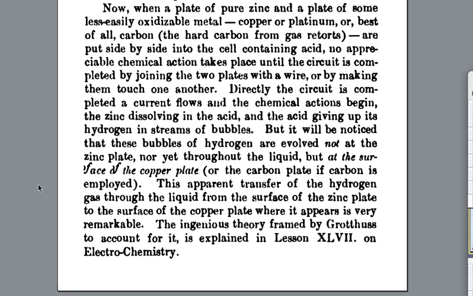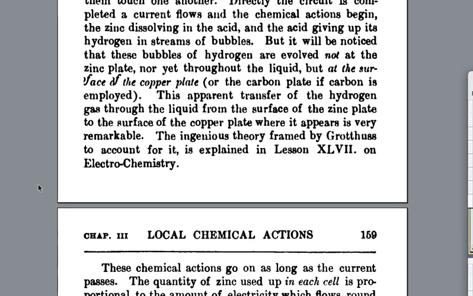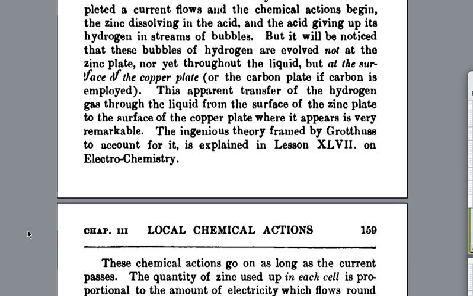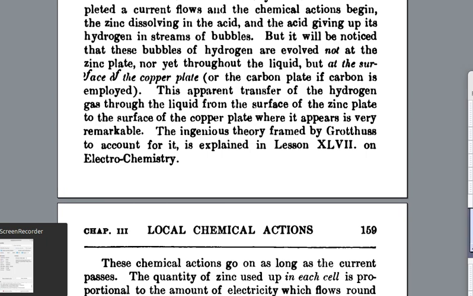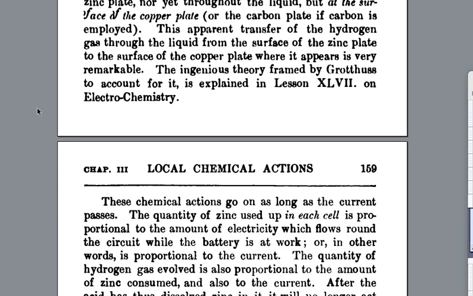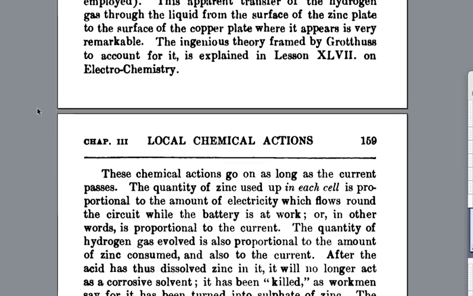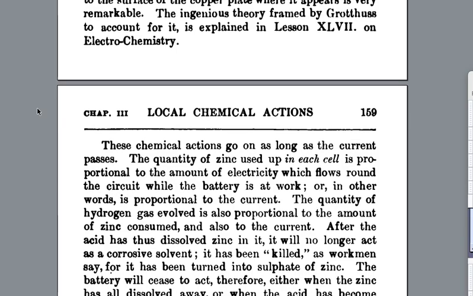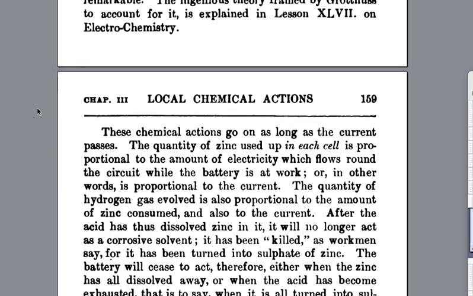The zinc dissolves into the acid, and hydrogen gas is released in streams of bubbles. Interestingly, these hydrogen bubbles are not evolved at the zinc plate or throughout the liquid, but rather at the surface of the copper plate, or carbon plate if carbon is used. This apparent transfer of hydrogen gas through the liquid from the zinc plate to the copper plate is notable. Grotthuss's ingenious theory explains this phenomenon, as detailed in the lesson on electrochemistry.